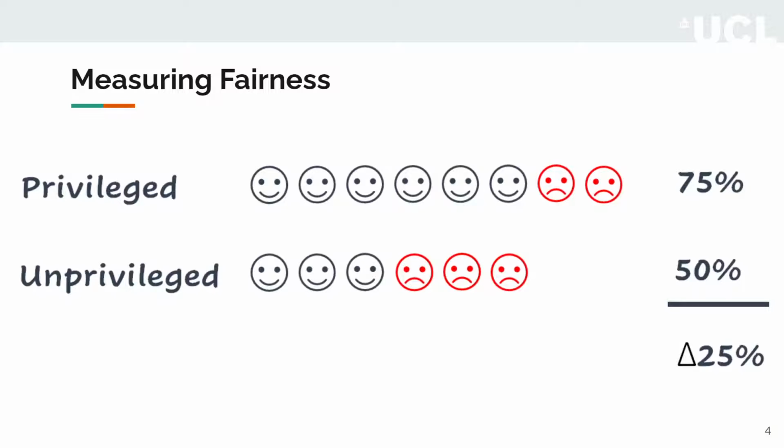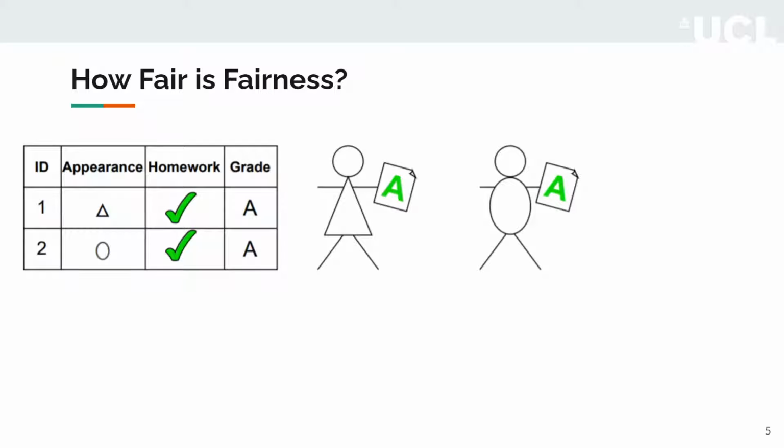Taking this into account, we will now look into some scenarios to ask ourselves when is treatment of individuals fair, and is it fair all the time to only consider such metrics? The example shown is a very simplified grading system for students. We have 2 students that differ in appearance, which is the sensitive attribute. They do homework or don't do homework, and they receive a grade. And what we want to do is we want to give students a fair grade without taking into account the geometric shape of their appearance.